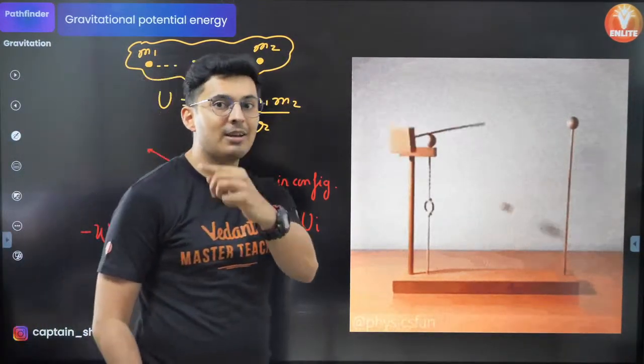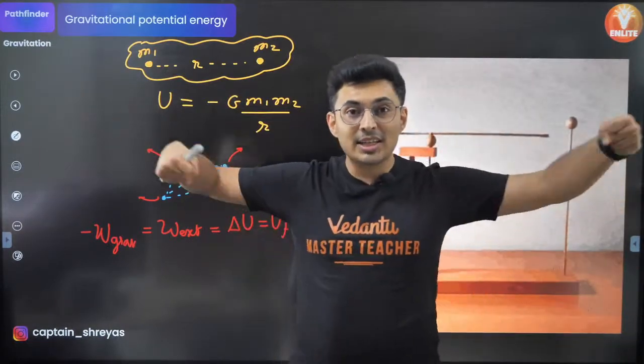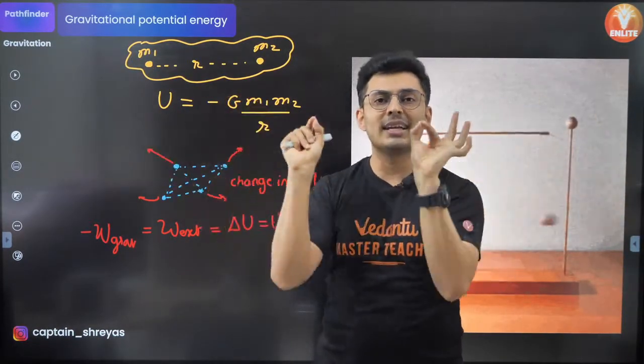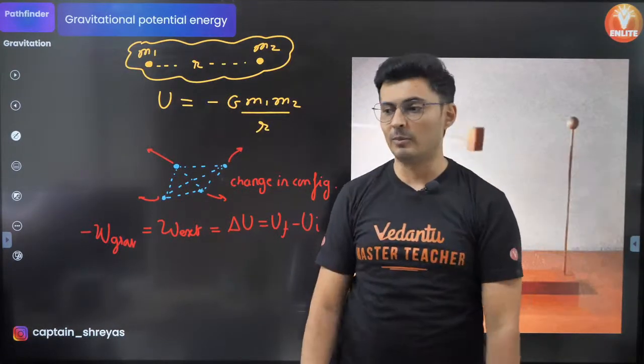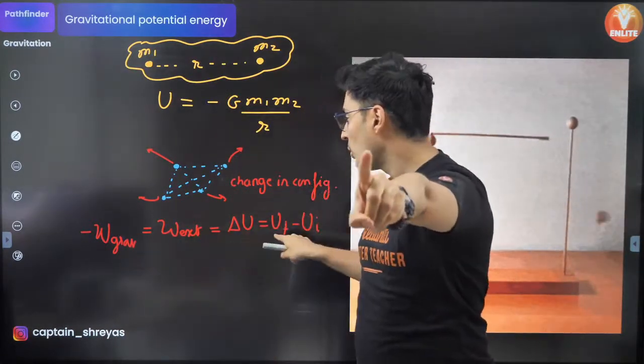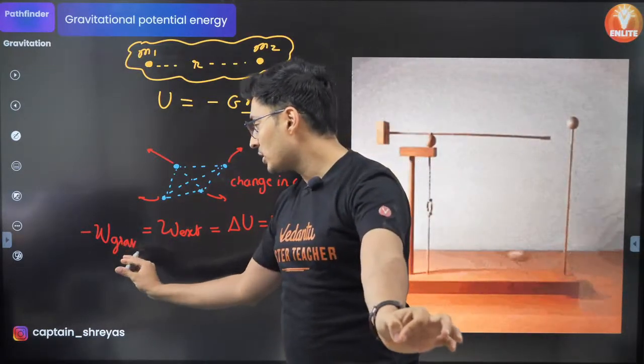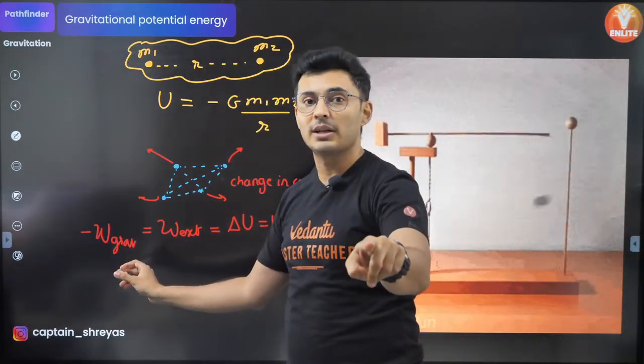This sign is very important. External force, if it does positive work, gravity will oppose it. It will do exactly the same work but of negative amount. Keep this equation in mind. This will also work for electrostatics. Instead of gravity, you put electrostatic work.